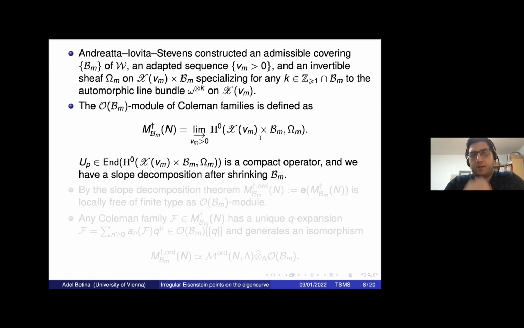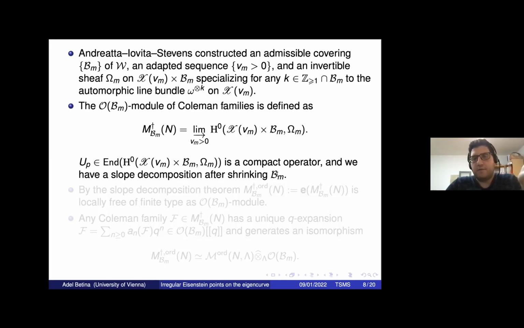Just the sections. And we can see if we take any specialization at any K, I get an over-convergent modular form. So elements here interpolate over-convergent modular forms. And which is important here, the UP is a compact operator. And this space is a Frechet space. And without the limit, it's a Banach module. And UP is a compact operator.